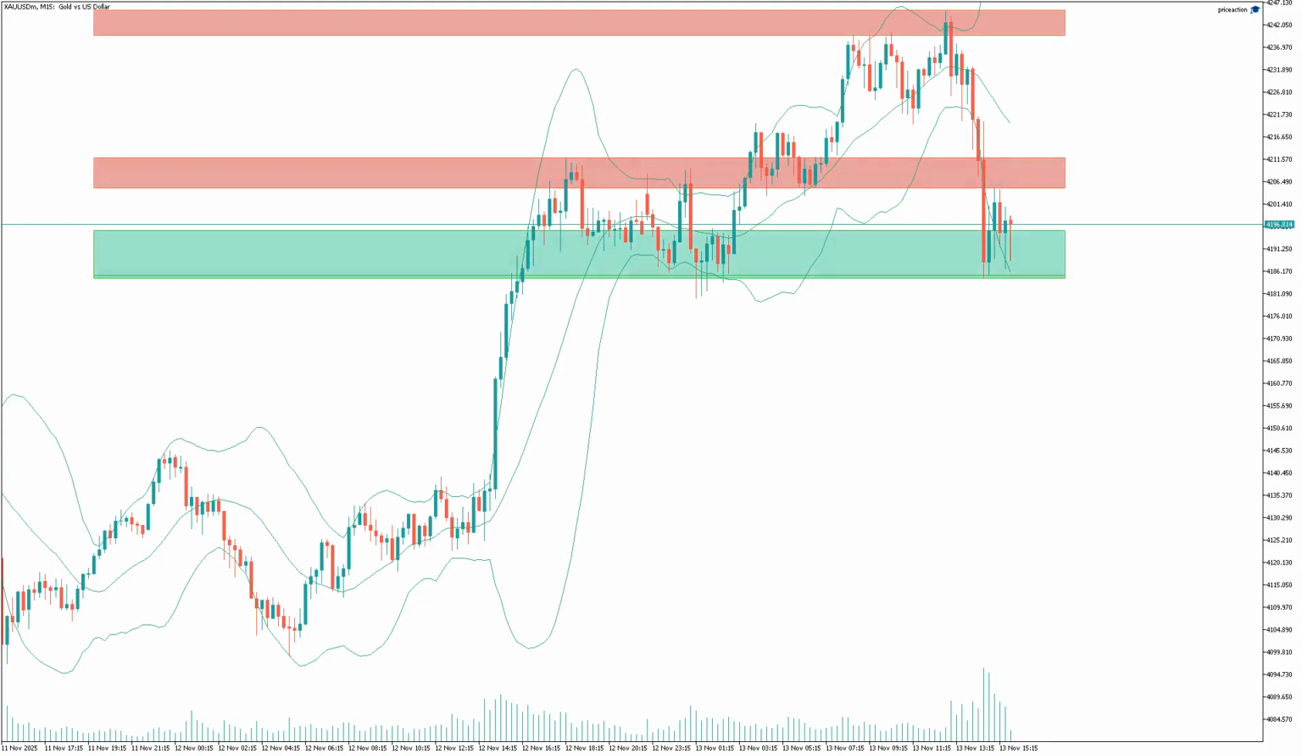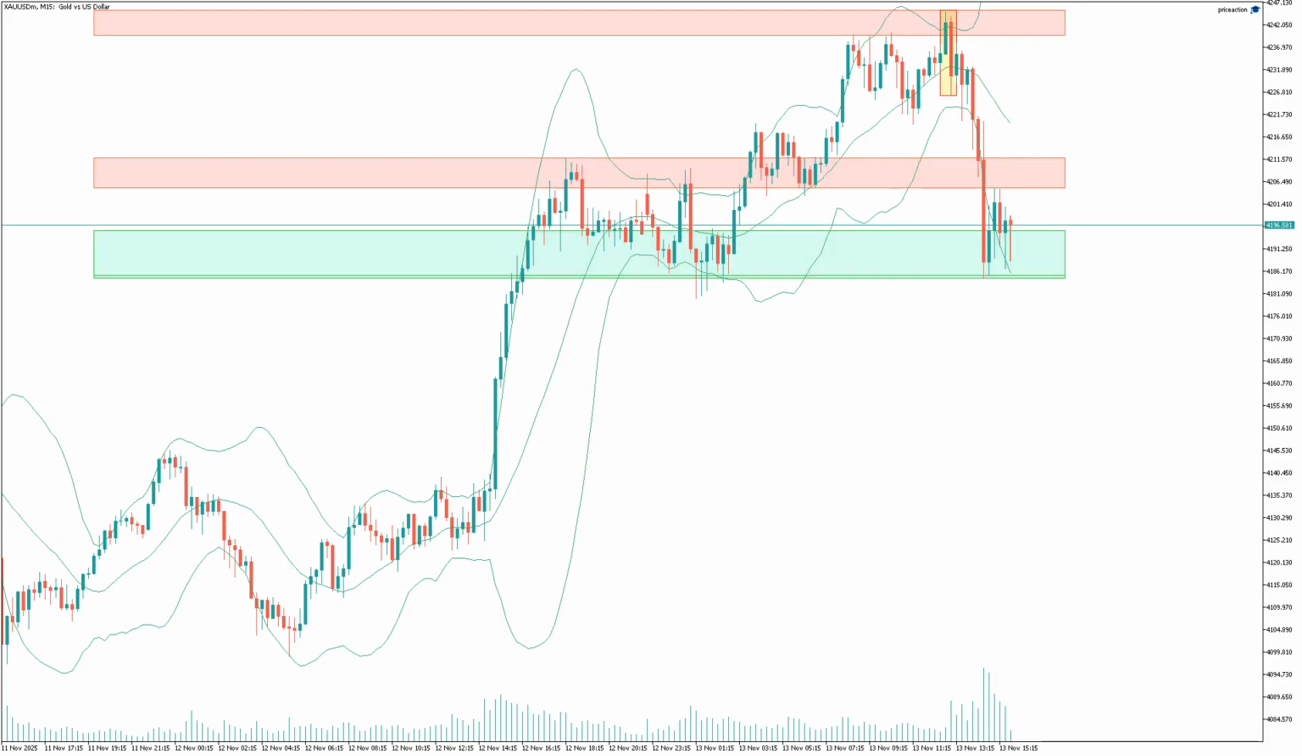Today, we're focusing on a hot commodity, gold. We'll be breaking down the action on both the 15-minute and 1-minute timeframes, so you can stay ahead of the curve.